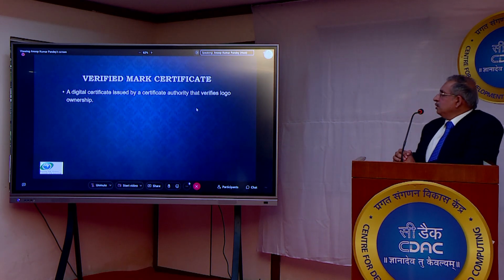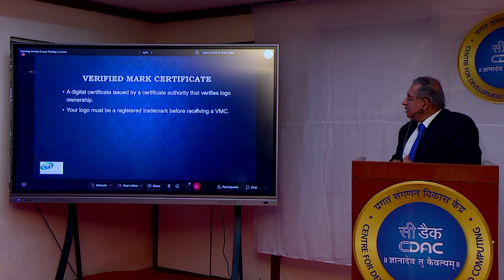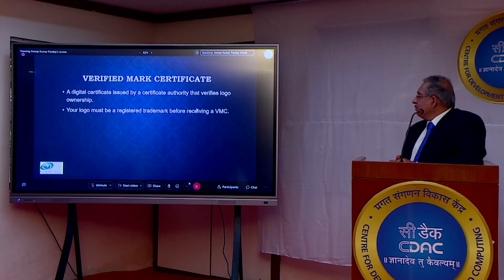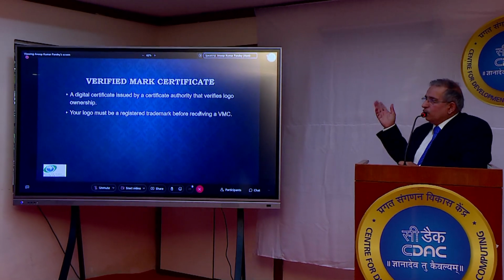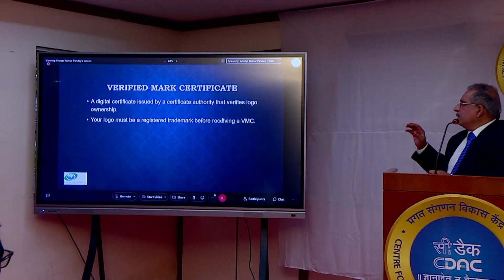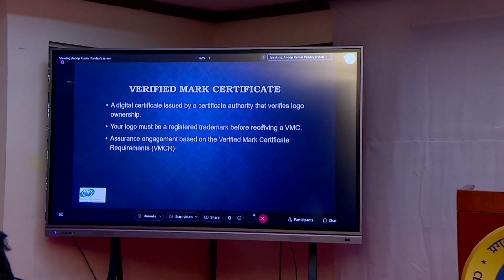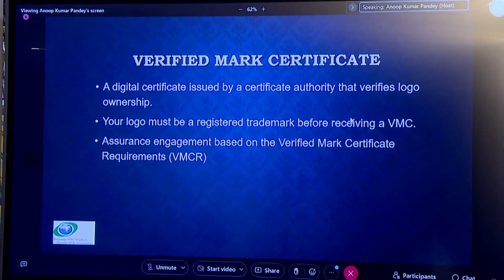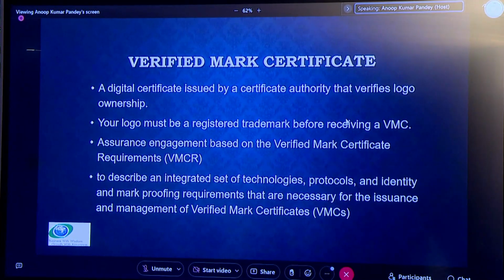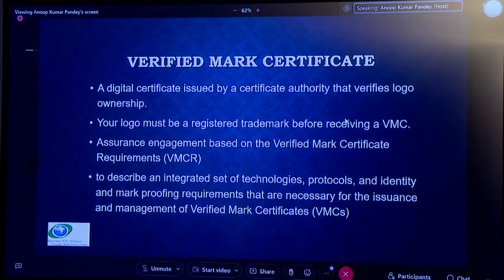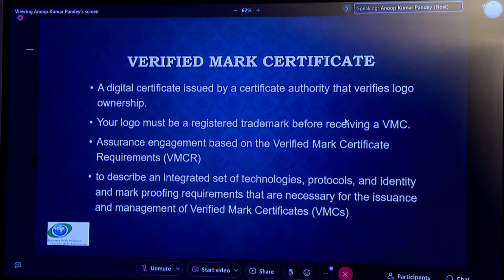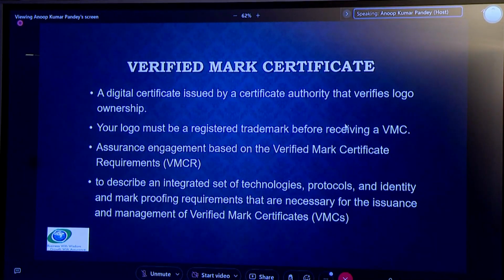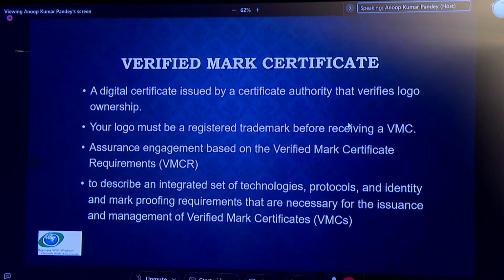Next, this is another one: the verified mark certificate, a digital certificate issued by a certificate authority to verify logo ownership, all those things. The logo must be a registered trademark before the VMC. The assurance engagement must be based on the verified mark certificate requirements. Again, there is a criteria they are given. So again, there are 4 principles for VMC, and we need to audit against those 4 principles.